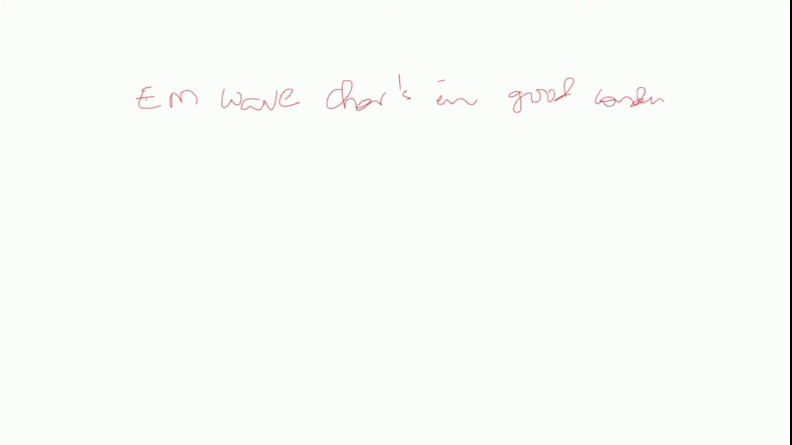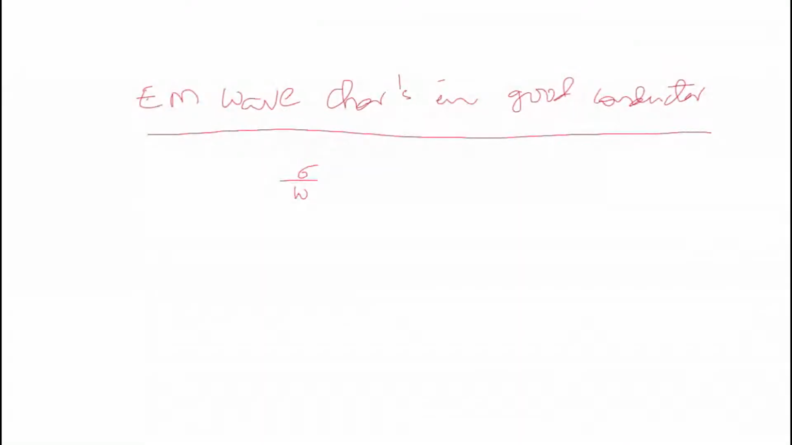By using this dissipation factor, we can derive the EM wave characteristics in a good conductor. Let us go to the EM wave characteristics in a good conductor, or in a lossy medium. A good conductor can be taken as a lossy medium. Here, the condition for the good conductor is sigma by omega epsilon greater than 1.